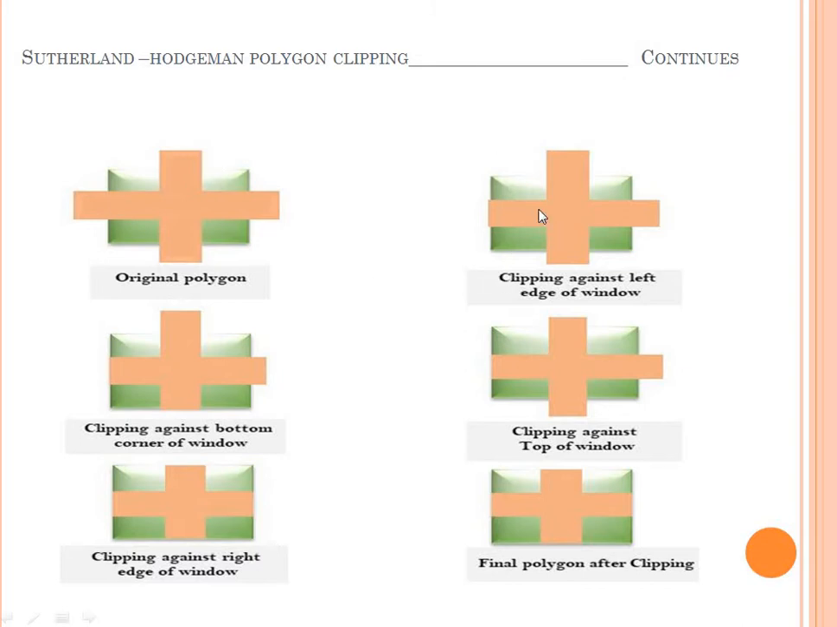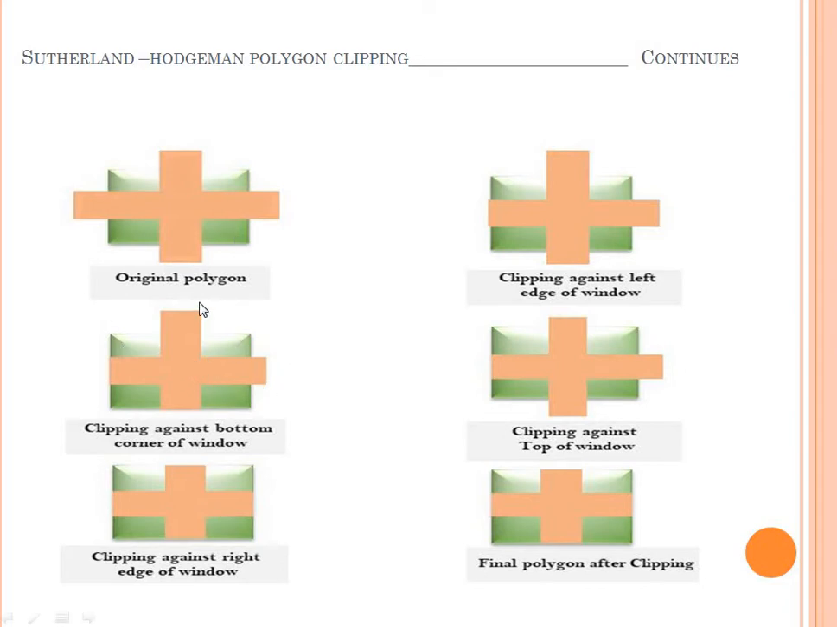We perform the left clip, that is, clipping against the left edge of the window. After clipping the left side of the polygon, the result is applied to the next clipping, that is, bottom clipping.